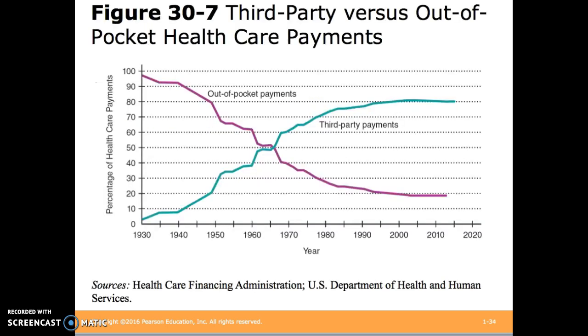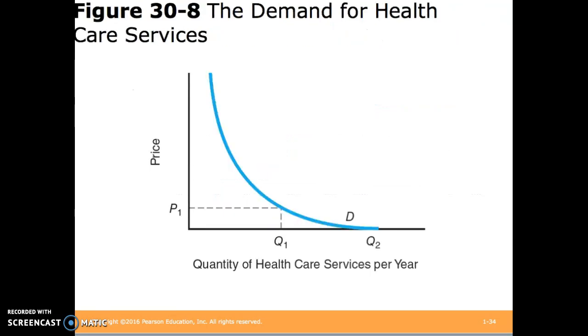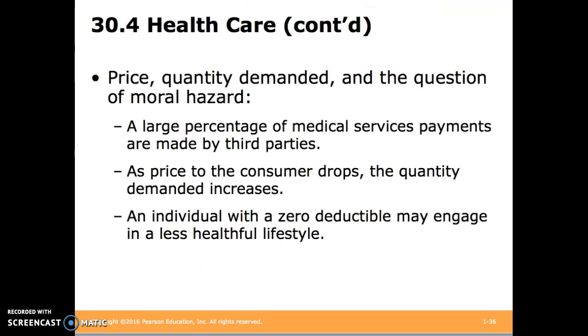This graph shows the transition from mostly out-of-pocket healthcare expenses in the early 1900s to mostly third-party payments for healthcare since about 1965. Here we can see a demand for healthcare services based on the price charged. A large percentage of medical service payments are made by third parties. So the price to the consumer drops and the quantity demanded increases. An individual with a zero deductible may engage in a less healthful lifestyle because they're paying less for medical care.